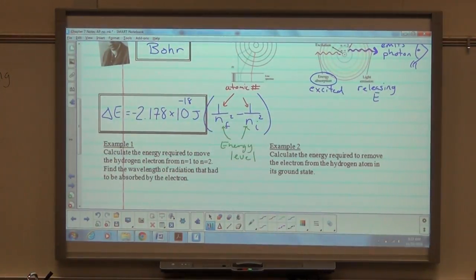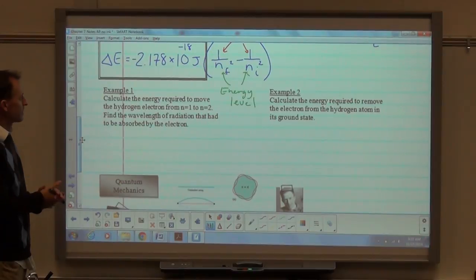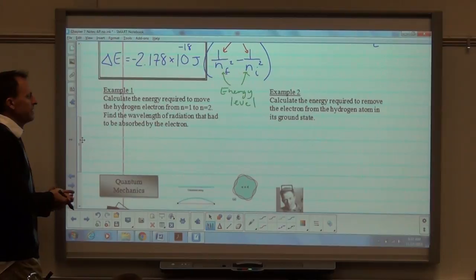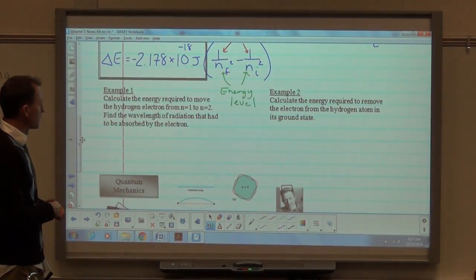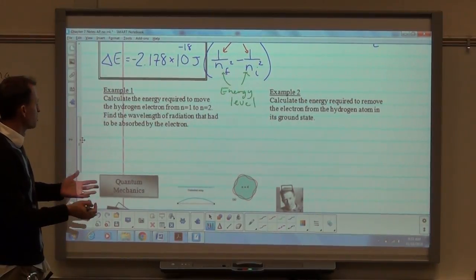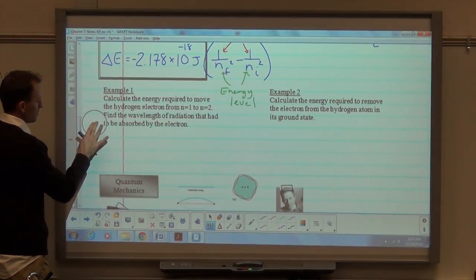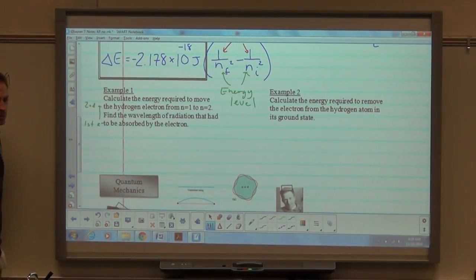Okay, so I want to do two problems to show you how to use this. And it'll make a lot more sense right away. Okay, so example one. Calculate the energy required to move the hydrogen electron from the first to the second energy level. That's what that would mean. Find the wavelength of radiation that had to be absorbed by the electron. So I am moving that electron from the first to the second. I'm moving it up. That means I have to put energy in. It's got to jump up.